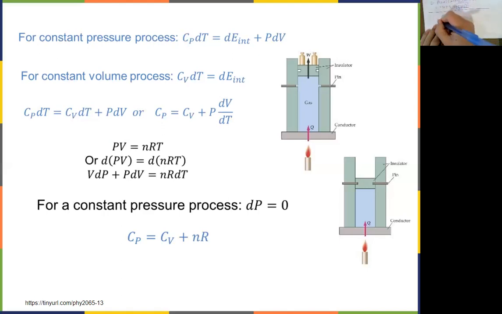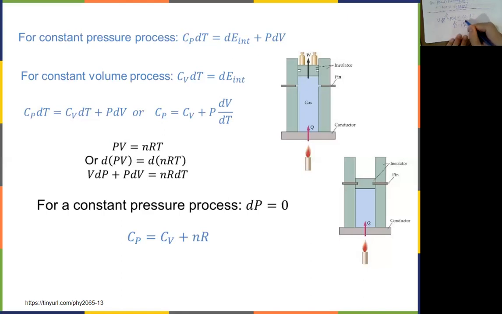So starting from V dP plus P dV equal to nR dT, okay? If you are having a constant pressure process, so this guy goes to 0, all right? So you only have that. So then dV over dT, you move this to this side, okay? And then move this guy to the other side, because nR over P, okay?